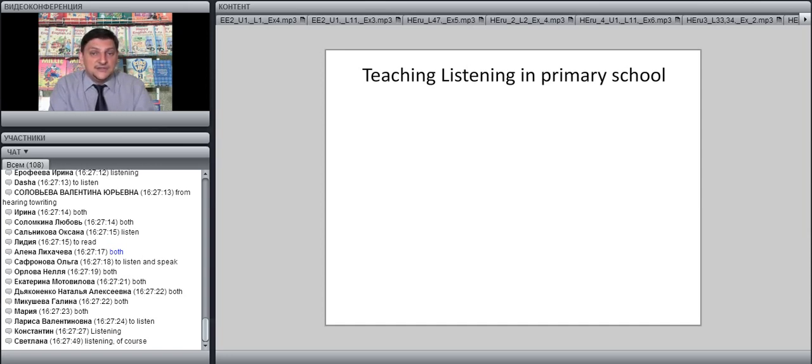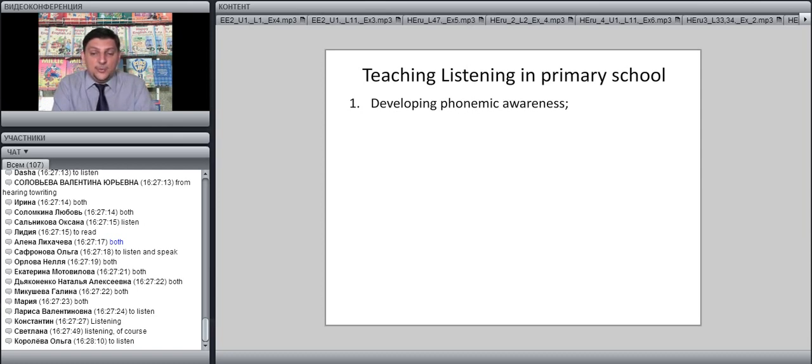So if you look at different approaches, you will notice that there are approaches which start with teaching to read, and there are other approaches which start with teaching to listen. But there are some things which we need to teach our students, no matter what kind of approach we follow. The first and foremost thing when we teach listening in primary school is developing phonemic awareness in students. Phonemic awareness is when a student can understand that one and the same sound, one and the same phoneme can sound differently in different versions of language.